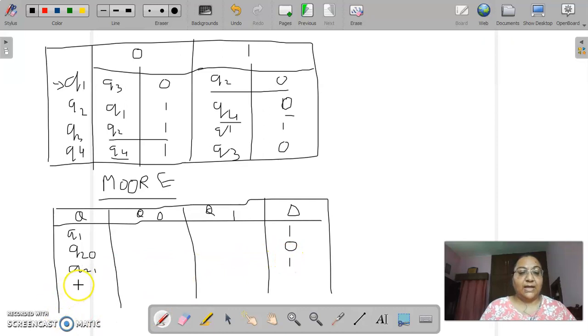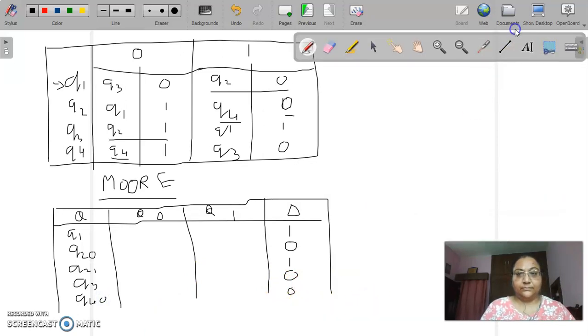Then Q3, I have the same output, always 0. So I will just write Q3 with the output of 0. And then again we have Q4 with different outputs. So we have Q4 0 with the output of 0. And we have Q4 1 here with the output of 1.